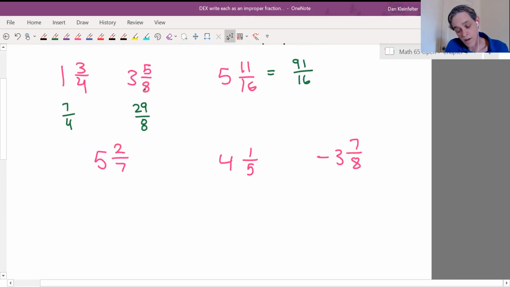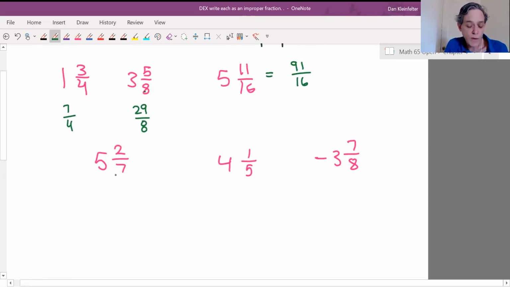Okay, we got only a couple more. So 5 and 2/7, 5 times 7 is 35, plus 2 is 37, and that's over 7. 4 and 1/5, 4 times 5 is 20, plus 1, 21/5.